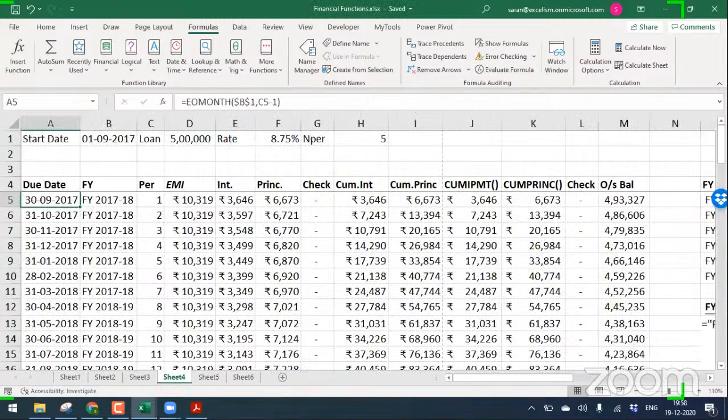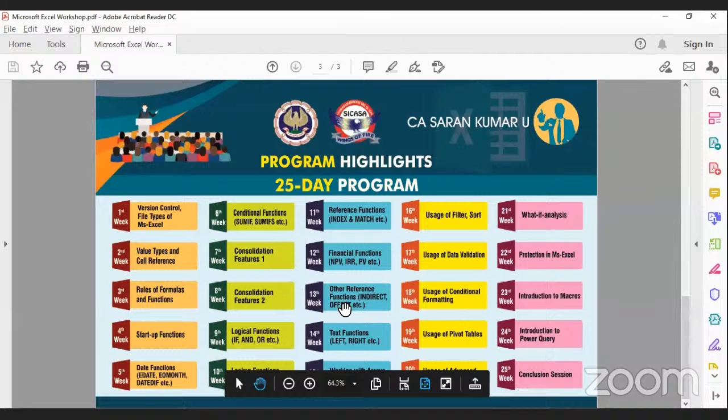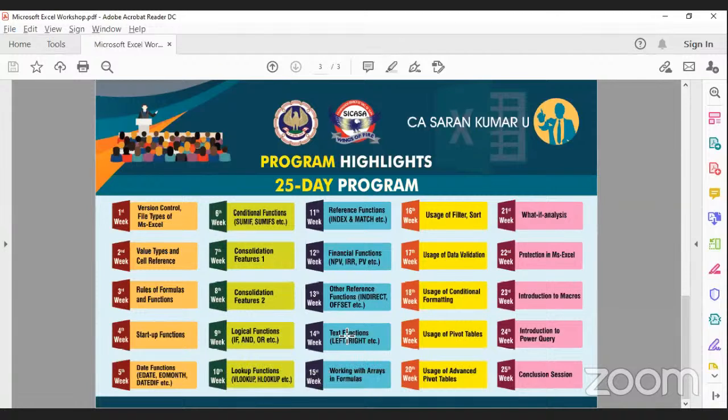Whatever the pending questions, don't worry. I do remember, I do practice every time. Next week, whatever the missing topics, we are going to cover. I missed the OFFSET function because of the time constraint, so next week I'm going to cover the OFFSET function. Then we'll start the text functions. Once next week is over, all the important relevant functions are over.